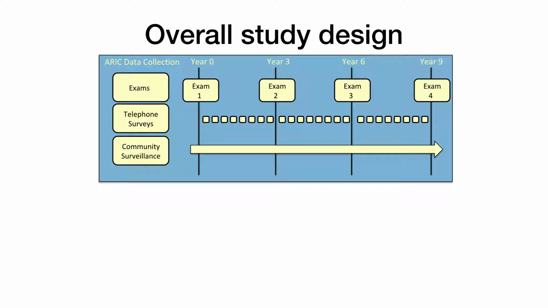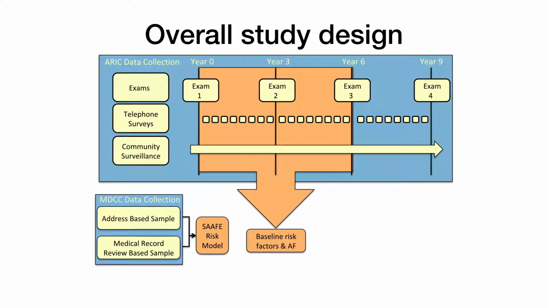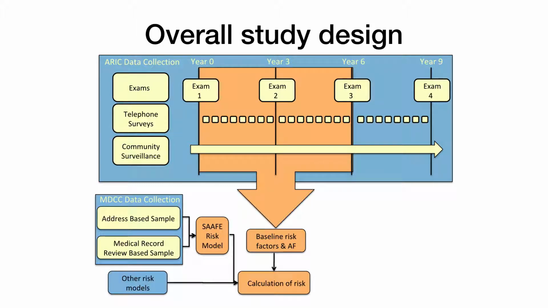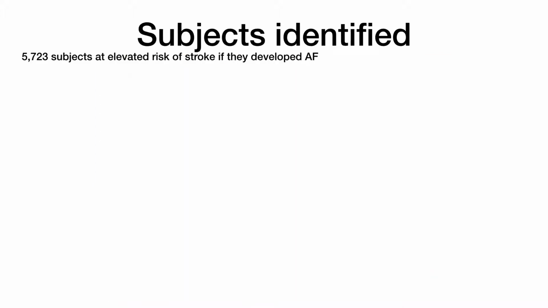In ERIC, subjects were called in for an examination every 3 years, contacted by telephone every 6 months, and there was community surveillance. We used all these sources of information. We collected all data up to and including exam 3 as baseline data for calculating the risk using the various models. We then collected data from after exam 3 up to and including exam 4 to determine new onset atrial fibrillation. We then compared the ability of the various models to predict new onset AF.